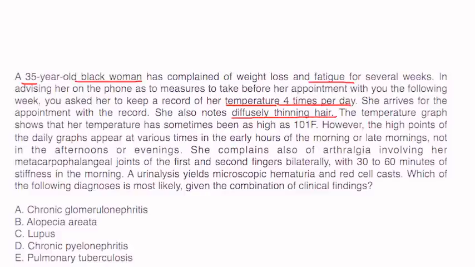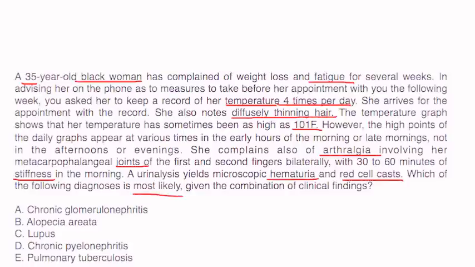The temperature graph shows that her temperature has sometimes been as high as 101. However, the high points of the daily graph appear at various times in early hours in the morning or late mornings, not in the afternoons or evenings. She also complains of arthralgia involving her joints of the first and second fingers bilaterally with 60 minutes of stiffness in the morning. A UA yields microscopic hematuria and red cell casts. Which of the following most likely is the diagnosis given the clinical findings?